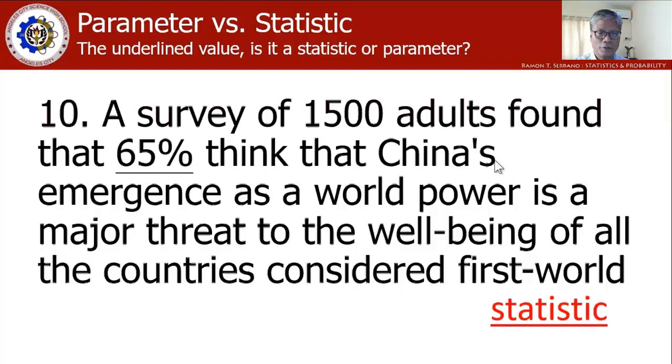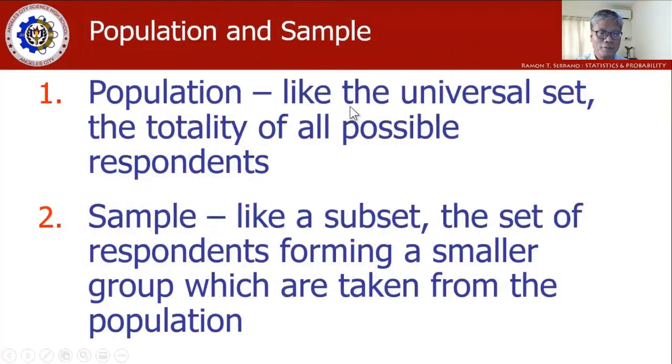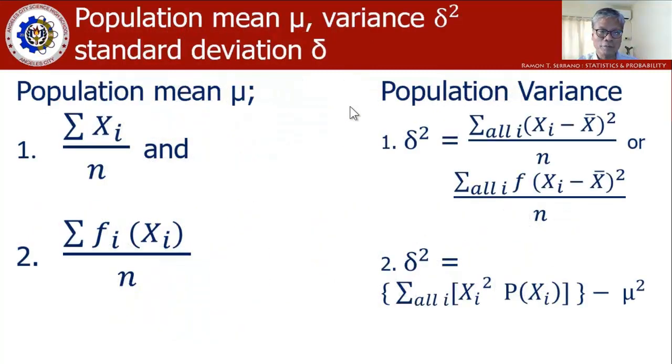Now, this is going to be statistics because we only surveyed 1,500 adults. Okay? So, let's move on. Again, just a review, the population is like the universal set, the totality of all possible respondents, and the sample is like a subset, the set of respondents forming a smaller group which are taken from the population. I hope the concept is clear to everyone.